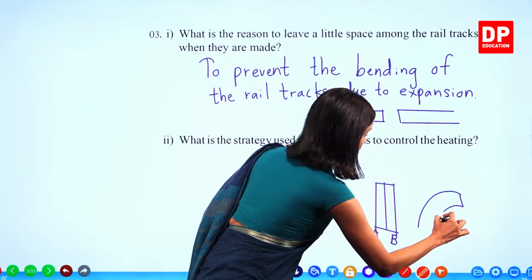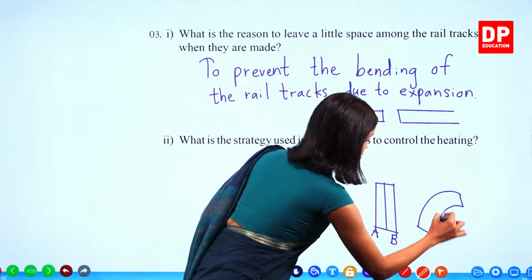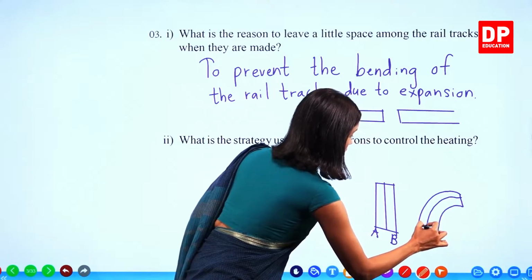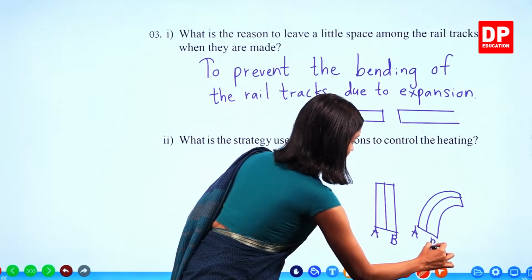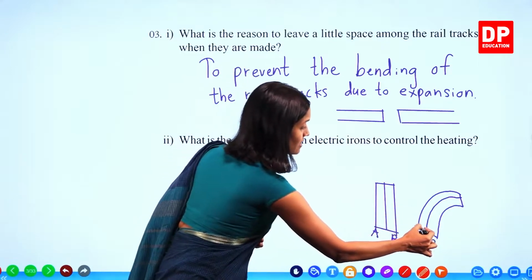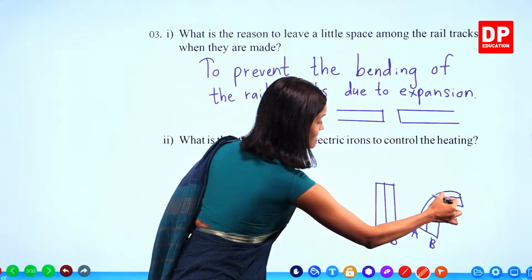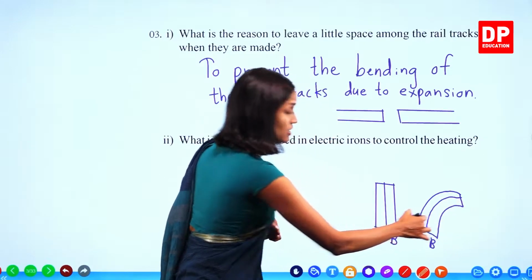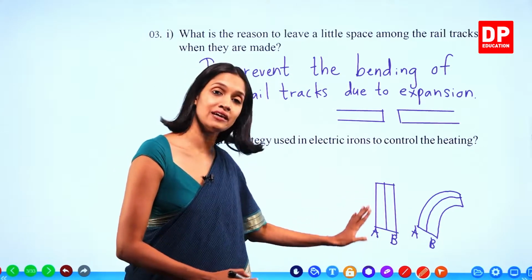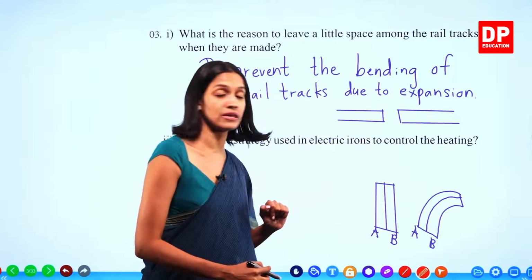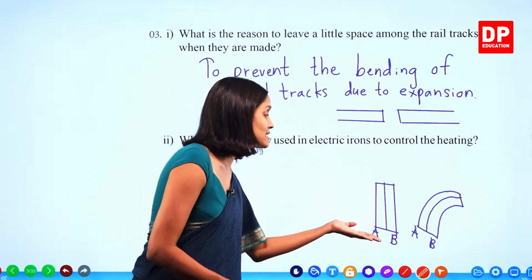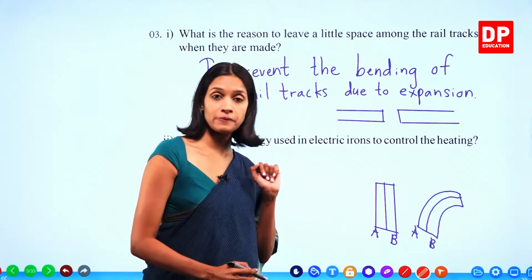Right, children? Now, if you look at these A and B strips, you can understand that A's length is higher than that of B. Here, we consider that metal A expands more than metal B. In that case, A's length increases more than that of B.